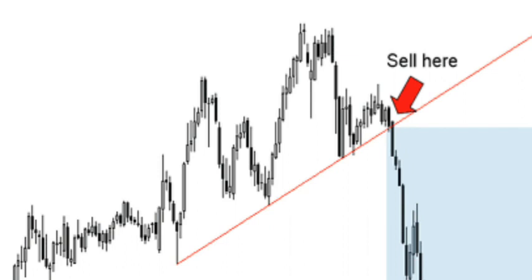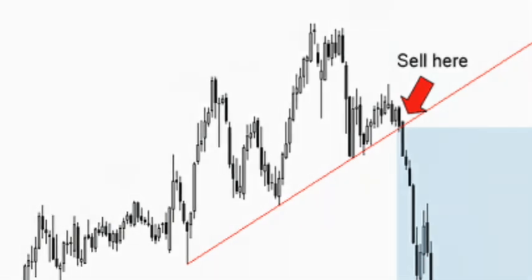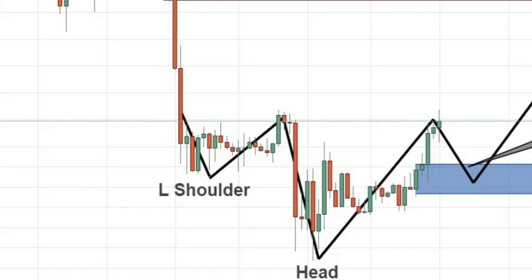Alright, these are the basic shapes. Of course, there are other chart patterns, but these are the basic ones that you should know by heart whenever you see them, so that you don't miss any simple opportunities.